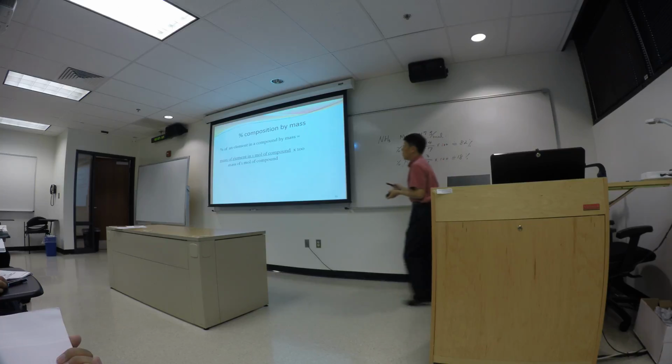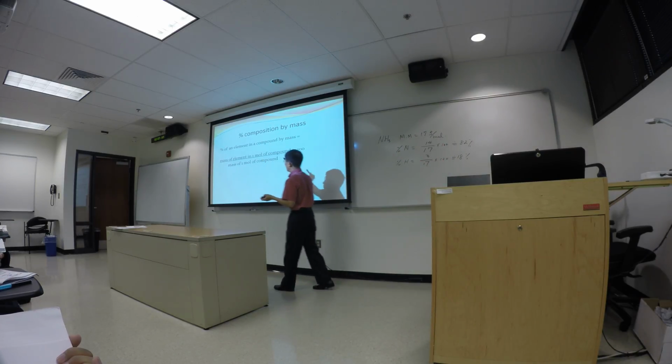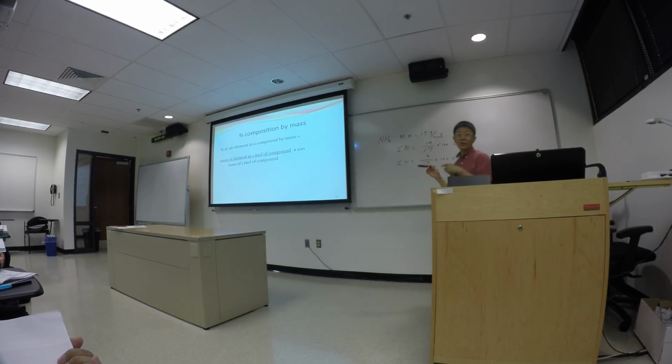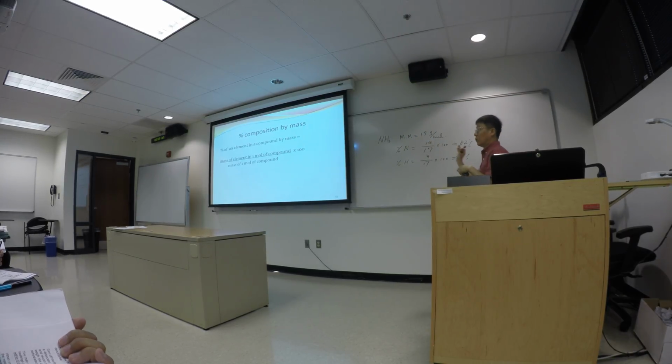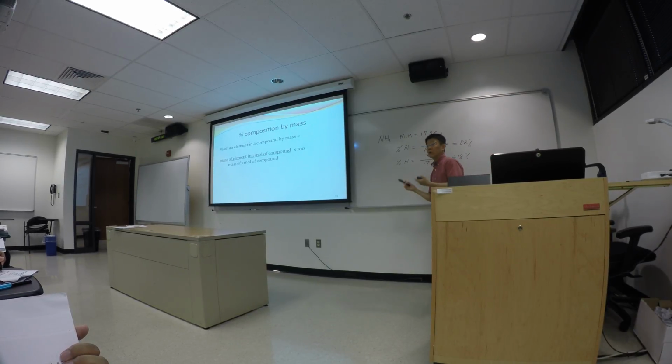So this is the equation that we need you to remember. The percentage of an element in a compound by mass equals the mass of that element in 1 mole of the compound divided by the molar mass of the compound. Now, how do you figure out the mass of the element in 1 mole of compound? You need to use the periodic table. You need to use the atomic mass.